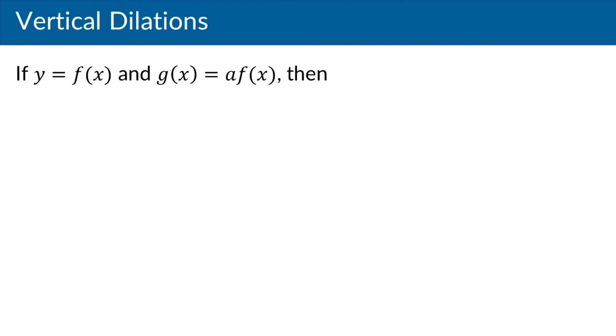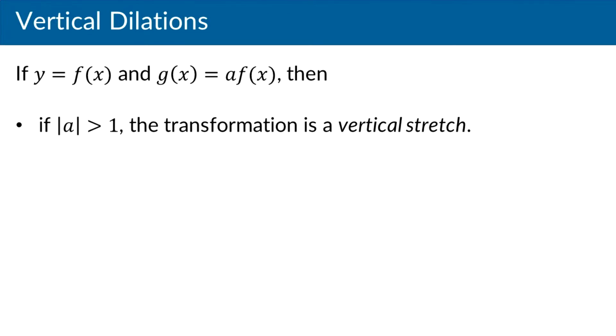Essentially, if you have a function f of x and then a function g of x that's defined as a times f of x, then we can describe the transformation that occurs as follows. If the magnitude of a is bigger than 1, then we would describe the transformation as a vertical stretch.